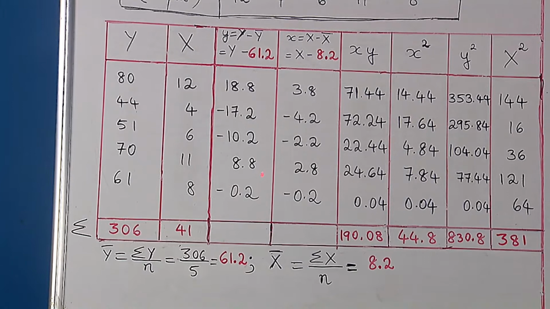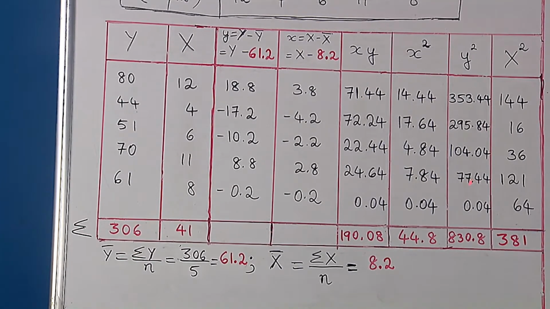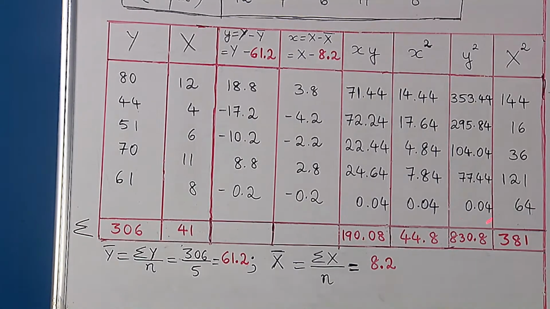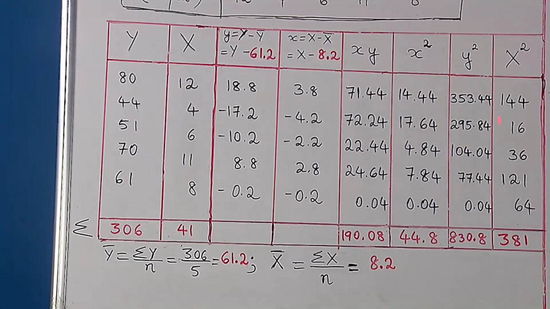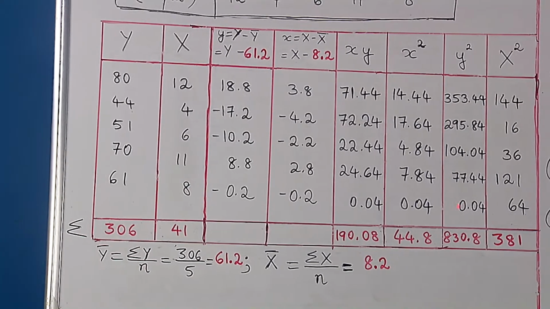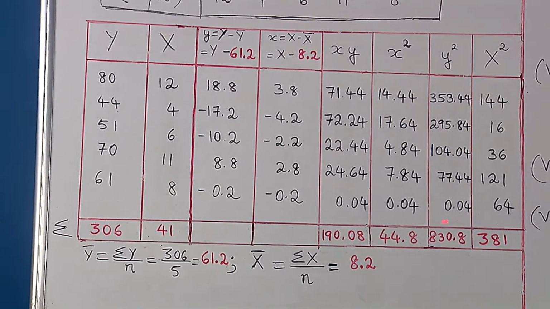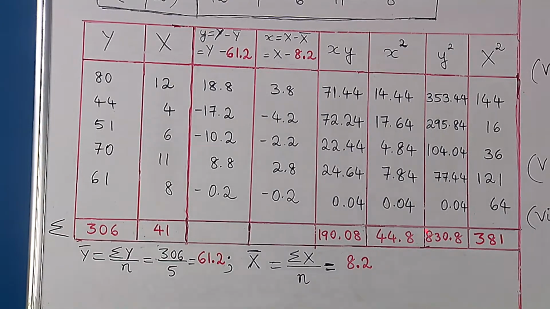8.8 into 8.8 gives you the value 77.44, and the last one, 0.2 into 0.2, gives you the answer 0.04. Now, please add up all these y square values and you get a total of 830.8. Keep it safe for the next calculation.